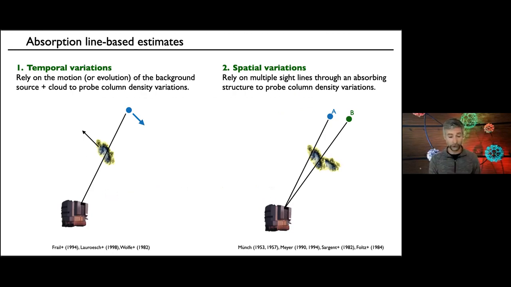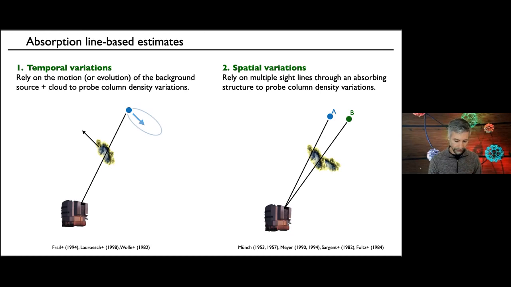there are some primary ways in which we get information about small scale structure in the interstellar medium of the Milky Way. And they rely on thinking about the spatial variations in column densities, at least for the absorption line-based methods, which rely on one of two approaches. One is thinking about temporal variations, where you have a background source that's moving with respect to a foreground cloud. The cloud can have some motion as well.